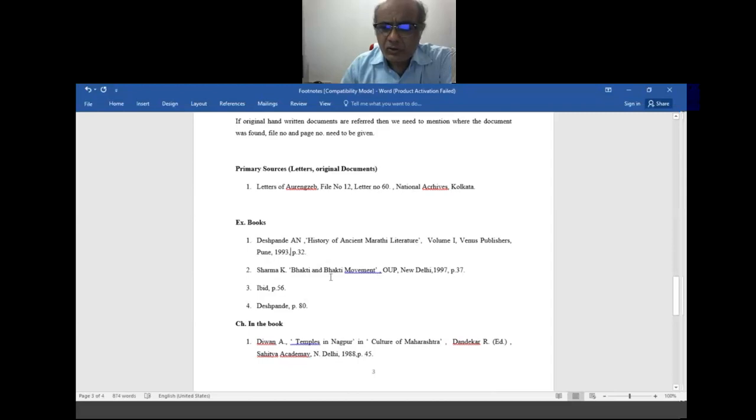Now here again, I have given another book reference. For example, footnote number 2, it is taken from the Sharma case book, Bhakti and Bhakti Movement. And you see here there is only OUP written. Why only OUP? Because Oxford University Press is a very famous press. So you don't have to write complete Oxford University Press, just OUP is enough. New Delhi 1997, page number 37.